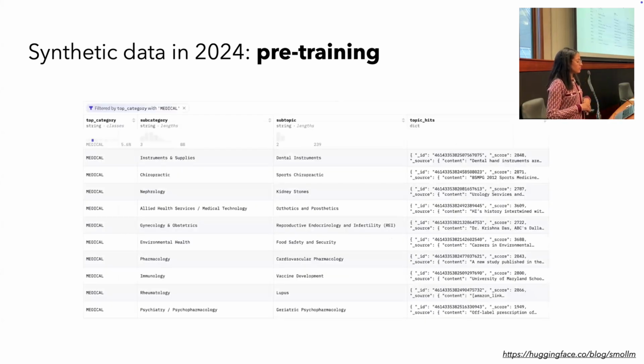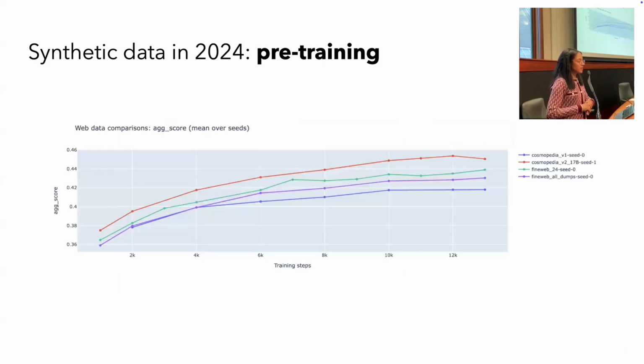This is a sample from our search tool. For example, you have a top category, which is a topic, and then you have some subtopics, and then you have the topic hits, which are basically the web pages in FineWeb that belong to these topics. And here you can see the comparison between Cosmopedia, we had two versions, V1 and V2 in blue and red, and you can see the comparison to FineWeb.